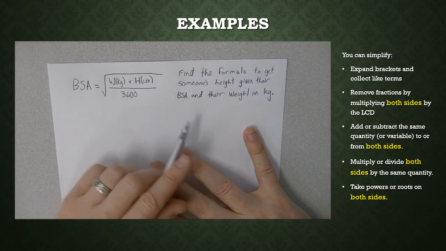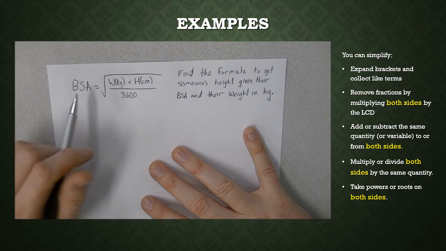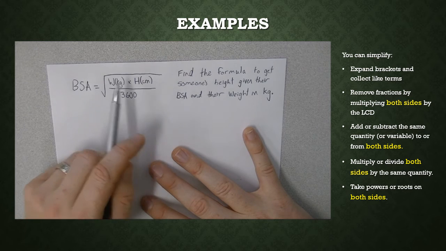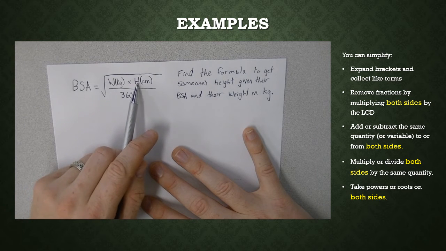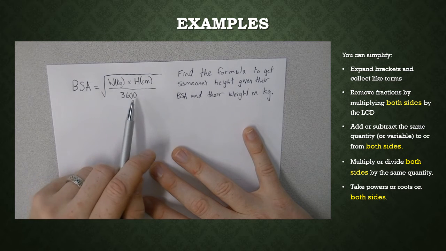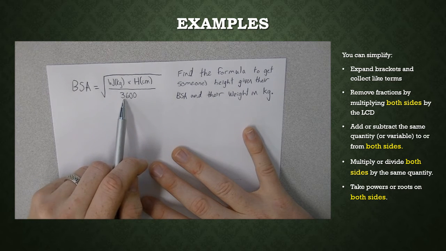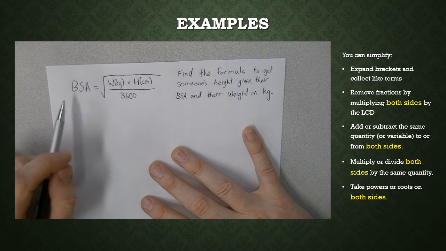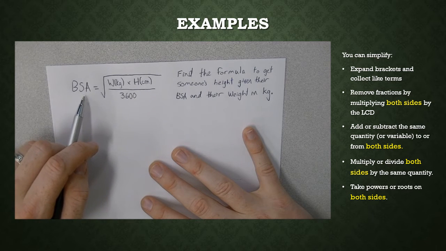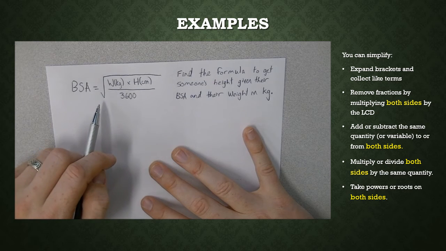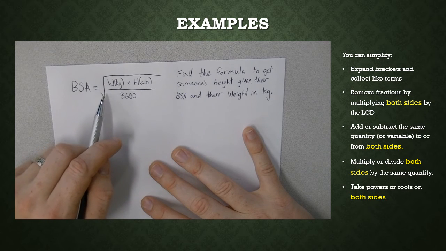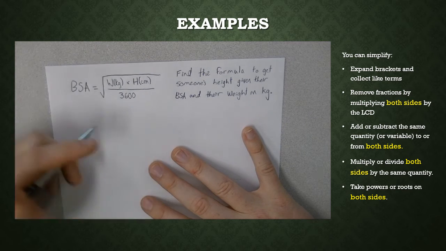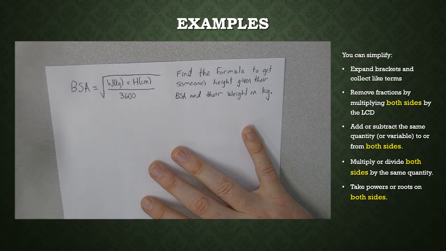Now let's think about what operations I need to do to get h by itself. If I had numbers here and we were just doing order of operations, I would multiply h by w, then I would divide by 3,600, and then I would take the square root of that. And that would get me the body surface area. So to undo that process, the first thing we have to do is undo the square root, because that was the last thing we did going forward. To undo a square root is to square it.